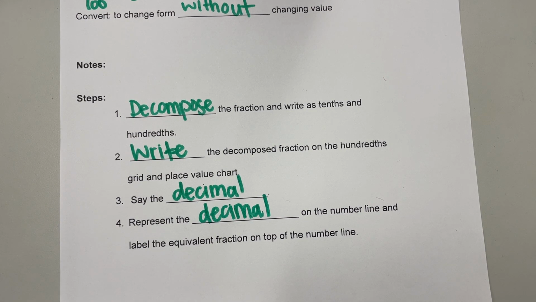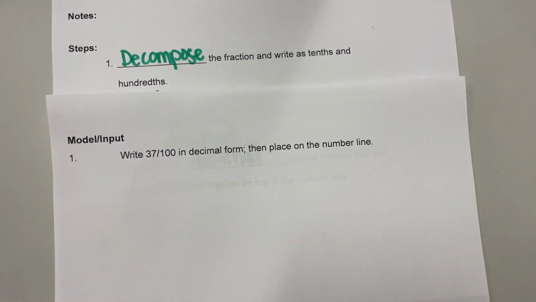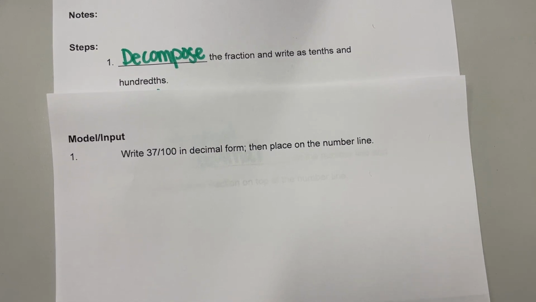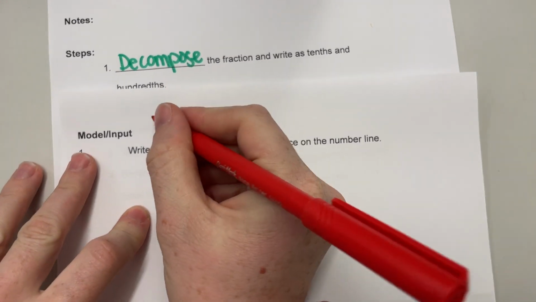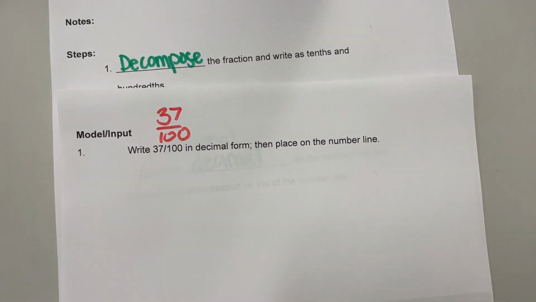We are going to pause. You're going to watch. I have my model. So I'm getting out my red pen. You're just pausing. You're watching. The first one says write 37 hundredths in decimal form and then place it on the number line.